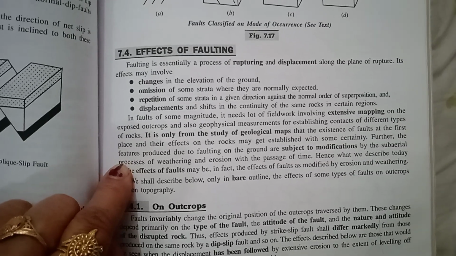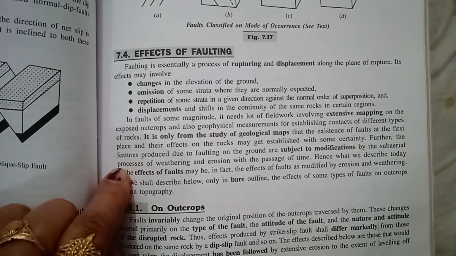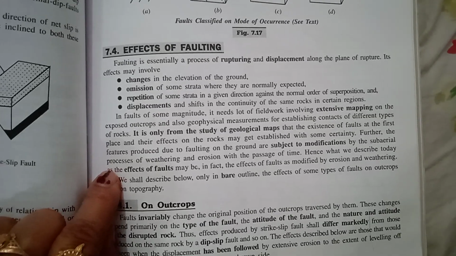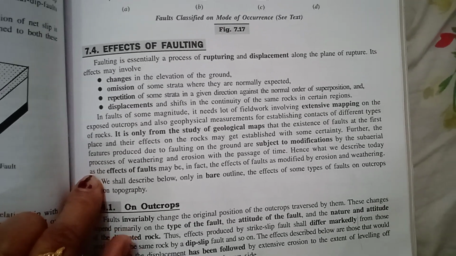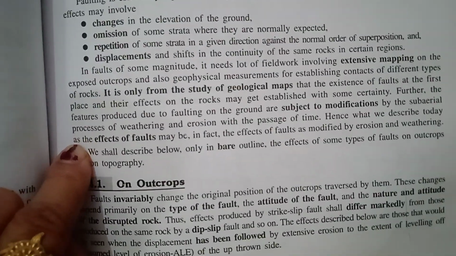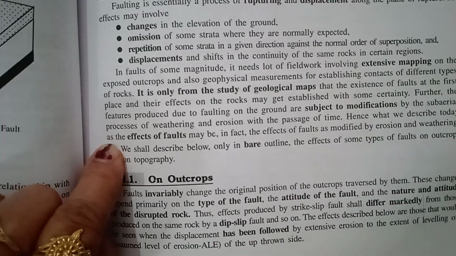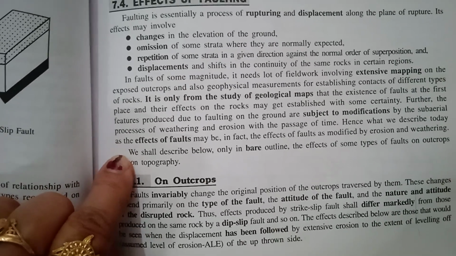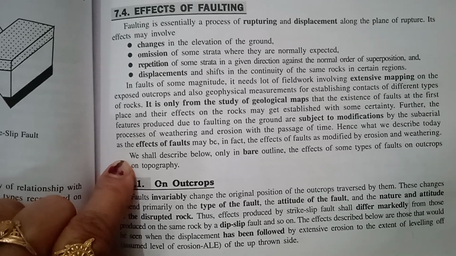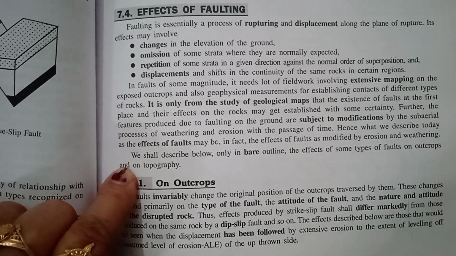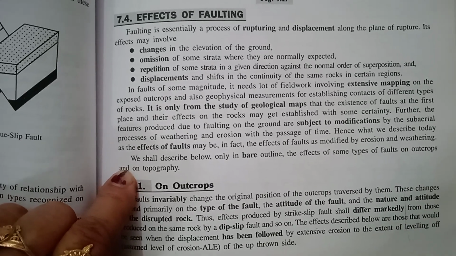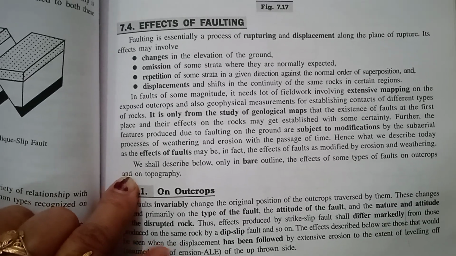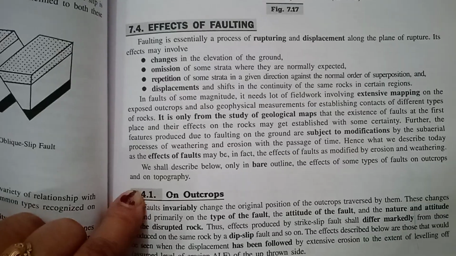Further, the features produced due to faulting on the ground are subject to modification by the subaerial processes of weathering and erosion with the passage of time. Hence, what we describe today as the effect of fault may in fact be the effect of fault as modified by erosion and weathering. We shall describe below only in bare outline the effect of some types of fault on outcrops and on topography. Thank you.